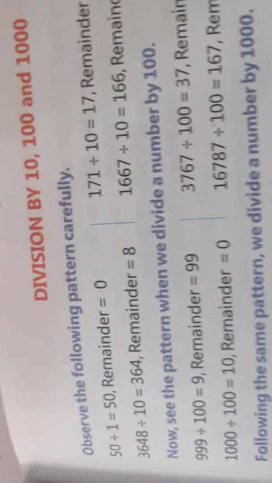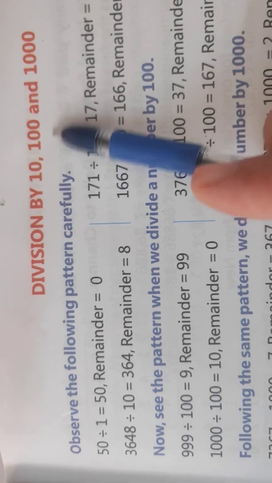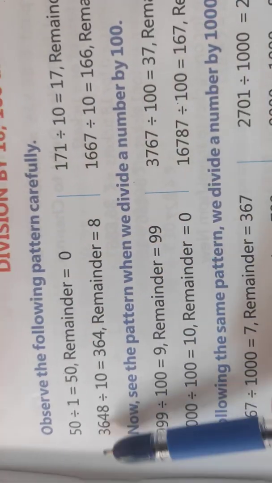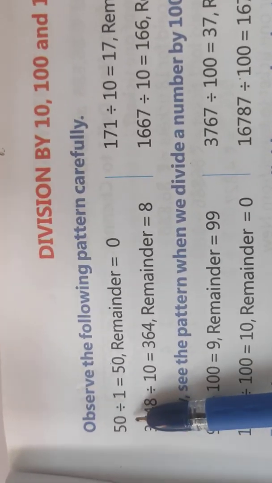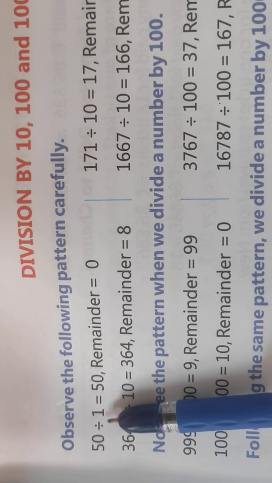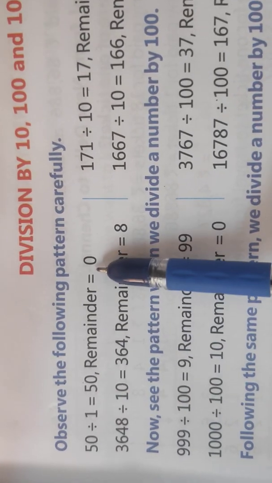Good morning, students. Today I am going to tell you about division by 10, 100 and 1000. Observe the following pattern carefully. When we divide any number by 1, such as 50 by 1, the answer remains the same and the remainder becomes 0.